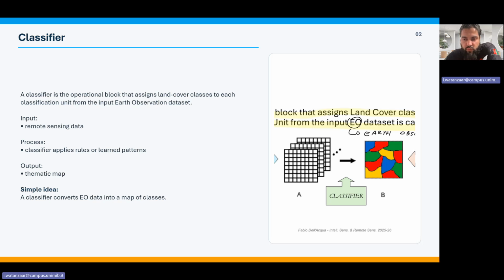Each classification unit, let's suppose we have one classification unit for the water, from the input observation dataset. So now the classifier is having the earth observation input data, and the classifier has multiple classification units. One of the classification units is about the water. So if the earth observation data is matching the water, then the water class will be assigned. So this is exactly how the classifier is working. So we can say that the classification unit is a part of the classifier.